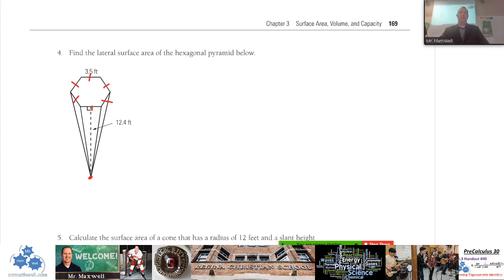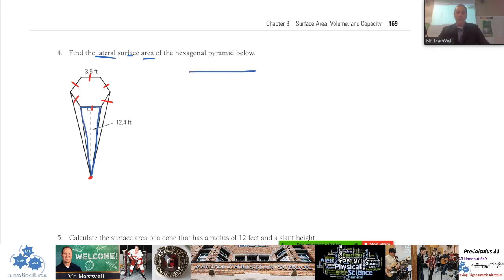So the lateral surface area. Oh, another thing here. Okay, lateral. So lateral means sides. Lateral movement is side to side, okay? So lateral means the sides of the object, all right? So not the base, not the top, just the sides, whatever's around the side. So I need to find out the area of this triangle, or one of these lateral sides, okay?